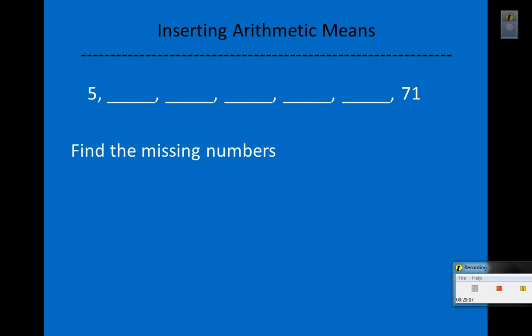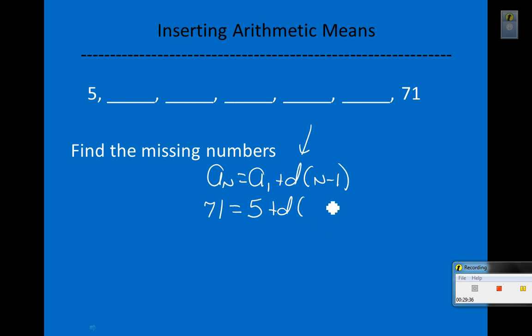5, blank, blank, blank, blank, blank, 71. Looks a little harder. So once again, I'm going to jot down my formula that I'm hoping you have memorized by now. Remember, we're looking for the d value. So a sub n is 71. a sub 1 is 5. I don't know what d is, but n is 1, 2, 3, 4, 5, 6, 7.